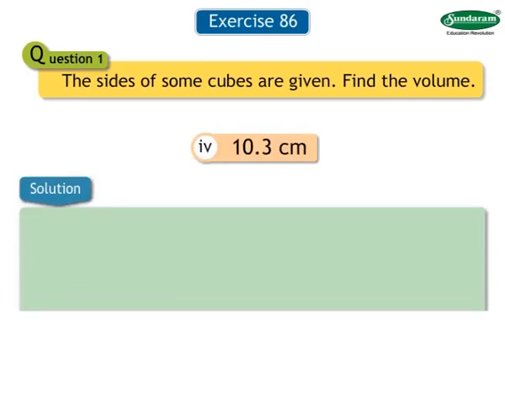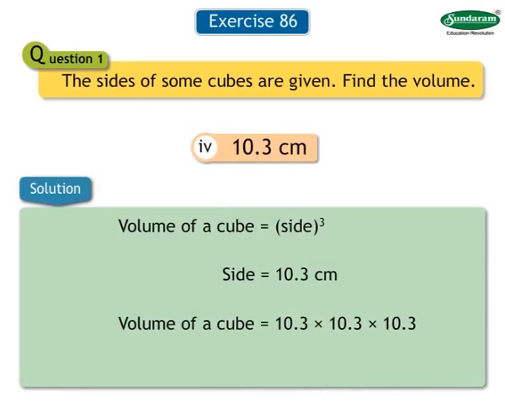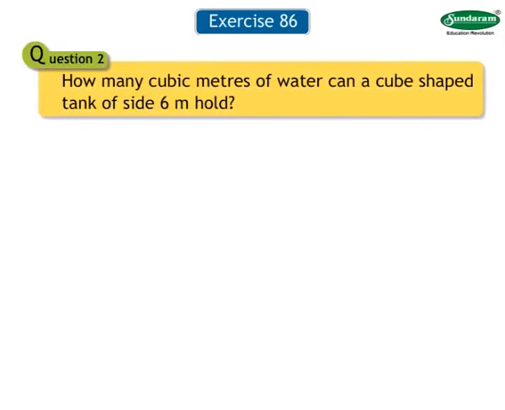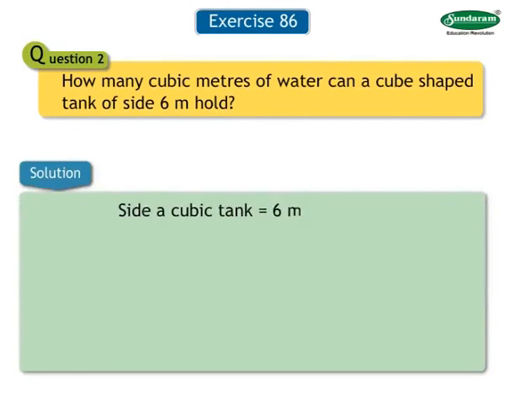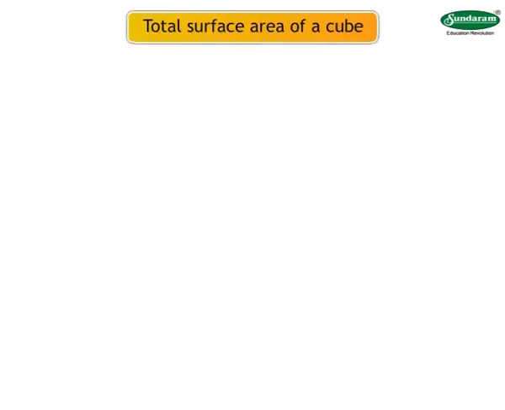4. 10.3 centimeters. Solution. Volume of cube is side cube. Side is 10.3 centimeter. Volume is equal to 10.3 into 10.3 into 10.3, which is equal to 1092.73 cubic centimeters. 2. How many cubic meters of water can a cube-shaped tank of side 6 meter hold? Solution. Side of a cubic tank is 6 meter. Volume of a cube is side cube. Volume is equal to 6 into 6 into 6, which is equal to 216 cubic meters. Let us now see the total surface area of a cube.